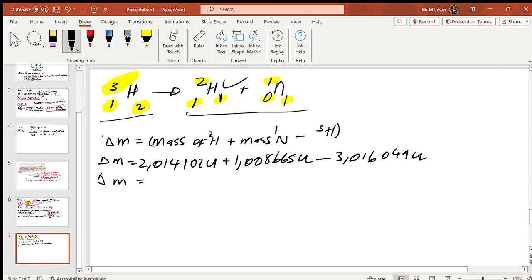So now let's see, what do we get? We have 2.014102 plus 1.008665 minus 3.016049, and then I get 0.006718 U, so that is the mass that I get.